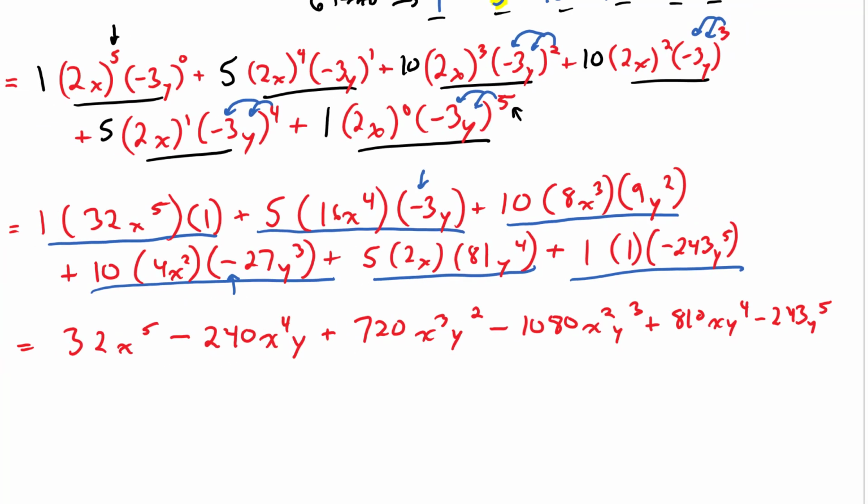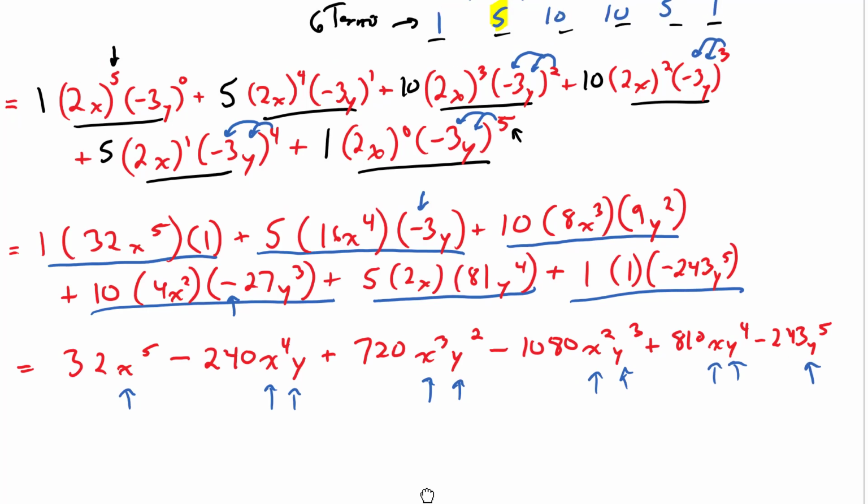Pretty large expression here. Double check that. Looks good. So notice here we have x to the 5 and then x to the 4, y to the 1, x cubed, y squared, x squared, y cubed, x to the 1, y to the 4, x to the 0, y to the 5. How many terms do we have here? We asked for 6 terms. 1, 2, 3, 4, 5, 6.